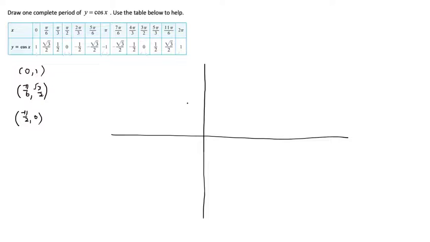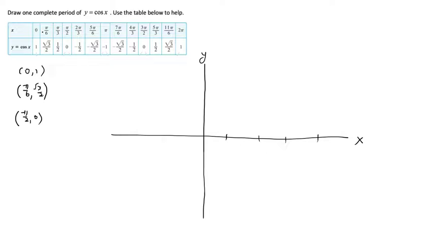Well, how are we going to do that? You're probably looking at this point, pi over 6. How do we plot that point? Well, pi as a number is about 3.14, and 3.14 divided by 6 is about a half. So you're probably thinking, I'm going to put my marks here, like 1, 2, 3, 4, 5, but we don't want to do that.